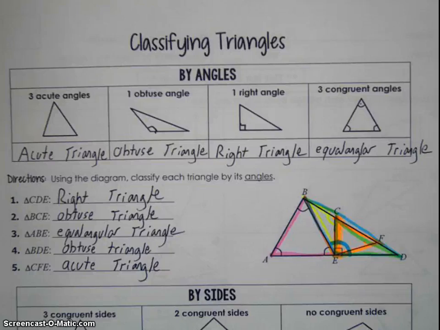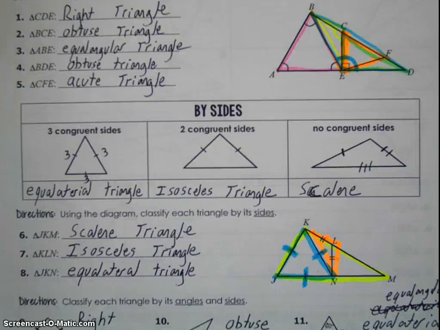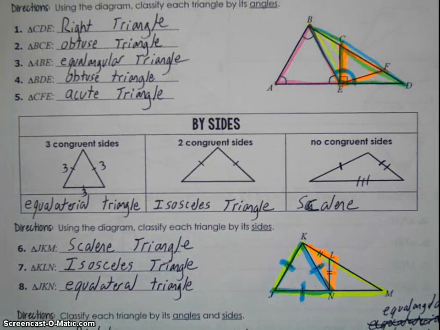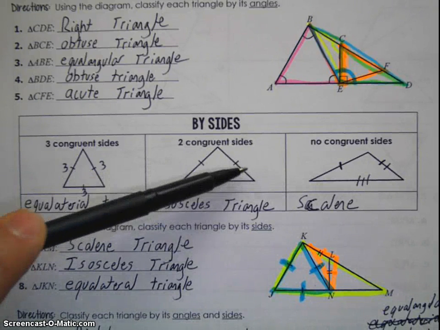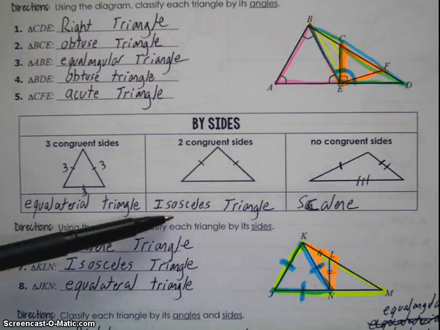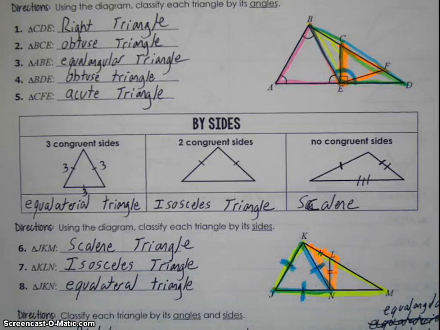If we look now at the bottom, we can also classify triangles by their sides. So in this first diagram, first triangle here, we have all three sides congruent. We can call this an equilateral triangle. So if this side's 3, this side's also 3, and the third side is 3. If I have two equal sides, I can call it an isosceles triangle. And then when all the sides are different, we call this a scalene triangle.